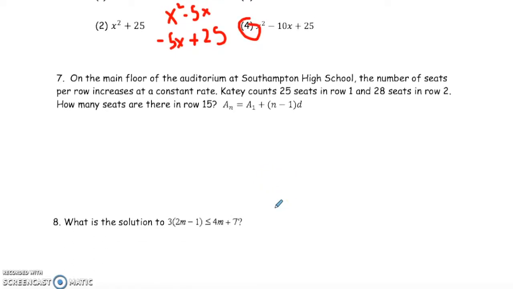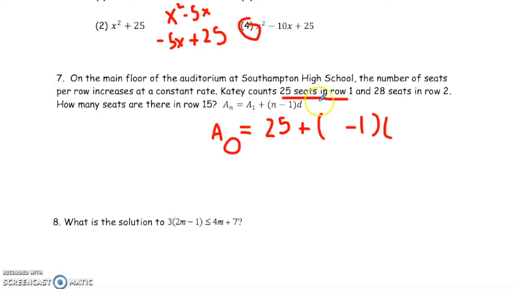Okay, on the main floor, the auditorium in Southampton High School, the number of seats per row increases at a constant rate. Katie counts 25 seats in row 1 and 28 seats in row 2. So this is what you're going to use: a sub n. We're going to plug whatever row we're looking for in for the n. What's the first term here? Do we know how many seats are in the first row? Oh, a sub 1 is 25. You guys remember this, right? Plus n minus 1, times our common difference.